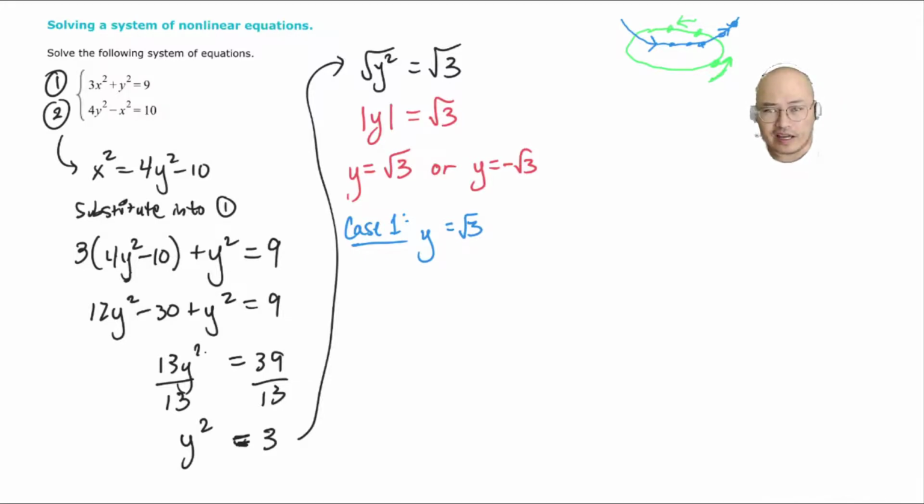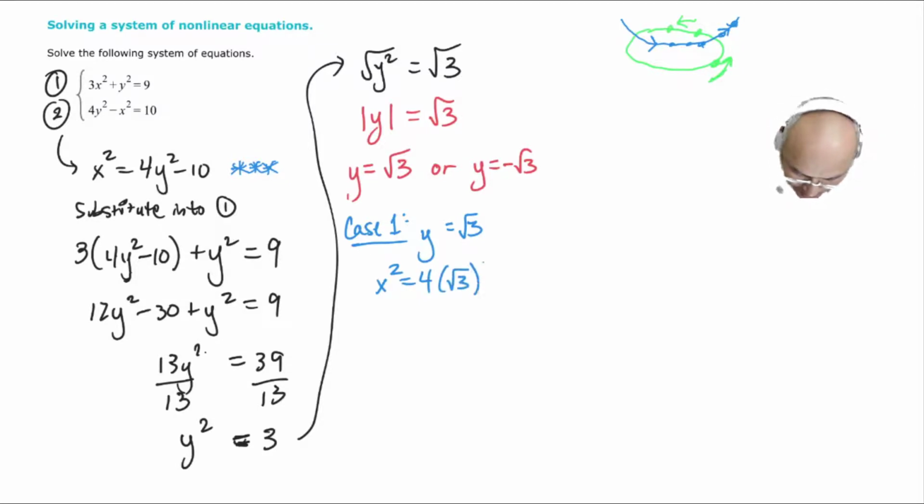We want to find x. So which equation are we going to use here to find x? Why don't we use this one? In fact, why don't we use that one? And we're going to solve for x. So x squared is equal to 4. Whenever you see a y, you're going to put parentheses square root of 3 squared and then subtract 10. So x squared is equal to 2.